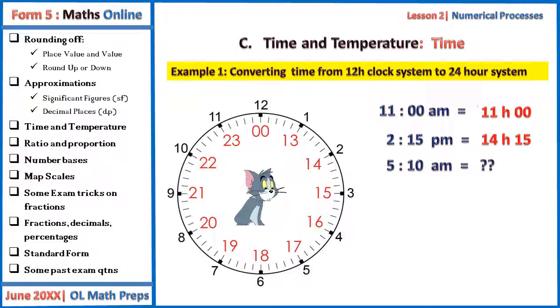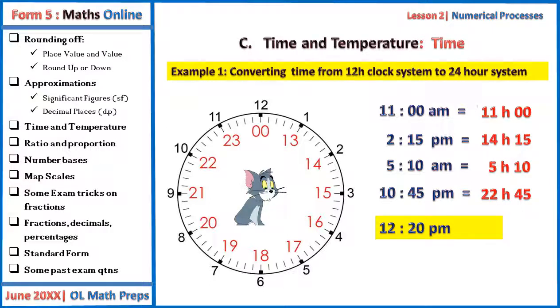5:10 a.m. is during the first 12 hours of the day, so I'll just maintain it. You have 5 hours 10. 10:45 p.m. is the second half of the day, so I'll add this to 12 hours to have the French time or the 24-hour clock system time. That gives us 22 hours 45.